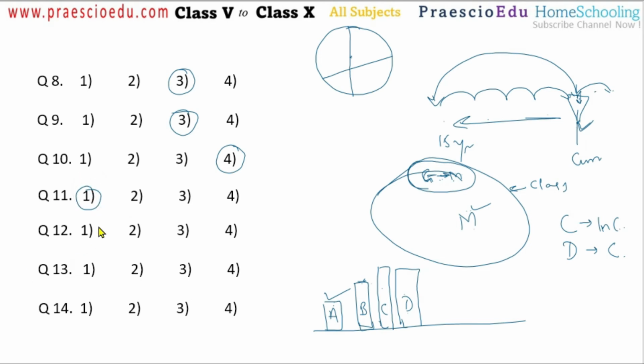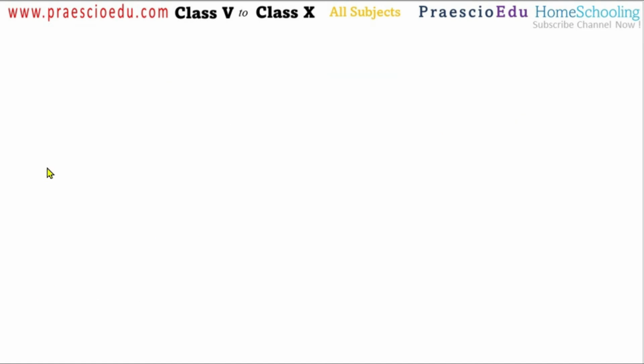Now the next question. In a basket, the number of yellow flowers is less than the number of red flowers by 6. So we will make it in comparison type. In a basket, number of yellow flowers.